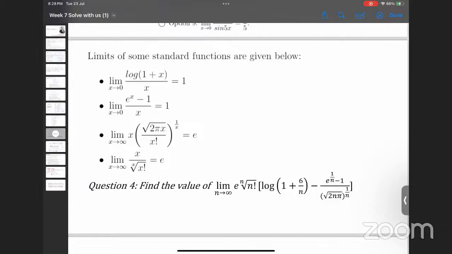Why is my answer coming infinity? Okay. Try to check your steps. Maybe there is some mistake.